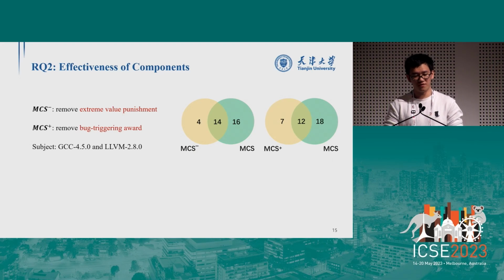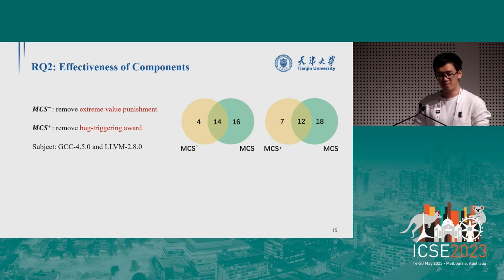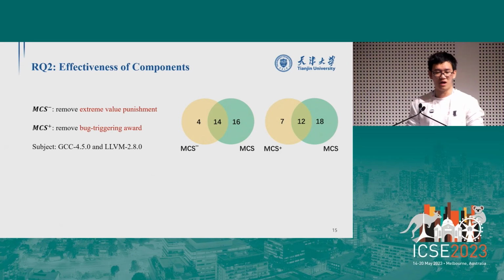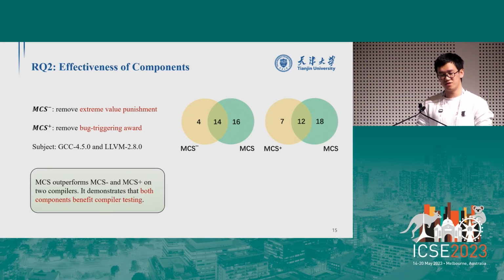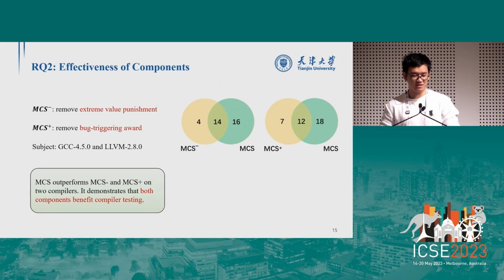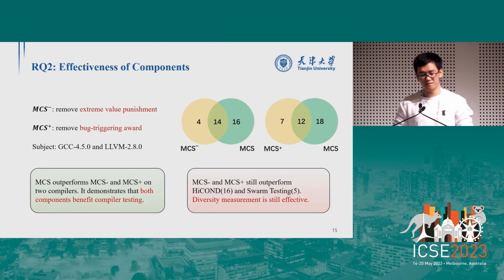RQ2 aims to investigate whether the extreme value punishment and the bug triggering award are helpful for compiler testing. We designed 2 variant runs of MCS and conducted them to test the subjects for 10 days. The result shows that MCS still outperforms the 2 variants, and it demonstrates that both components benefit compiler testing. And we can also find that the 2 variants still outperform the baselines.